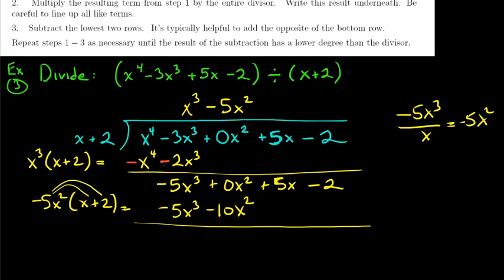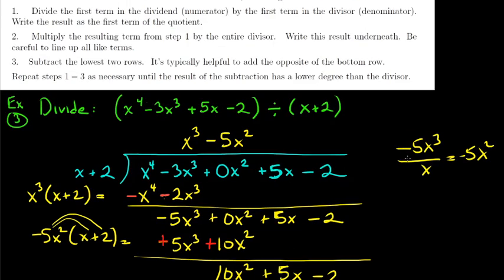All right. Step 3, flip the signs and add. This becomes a plus, this becomes a plus. And now when we add, we get something nice. We get 0x cubed, right? And then 10x squared. Right. And then 5x plus 0 is 5x. And then negative 2 plus 0 is still negative 2.